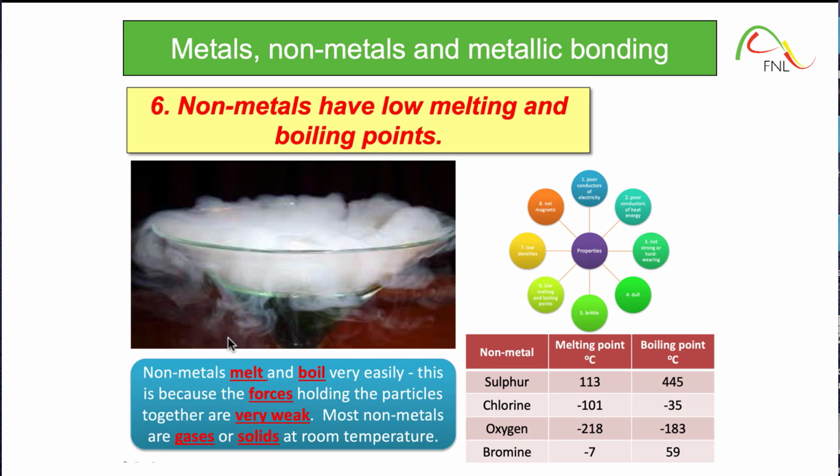Sixthly, non-metals have low melting and boiling points. Non-metals melt and boil very easily. This is because the forces holding particles together are very weak. So the forces between particles are very weak. Most non-metals are gases or solids at room temperature. Wow, look at this then. That should be, I think most non-metals are gases or liquids. I think it should be liquids there really, personally. So look at these. So oxygen, melting point minus 218 degrees Celsius. Boiling point minus 183. Wow, that is cold. Very, very cold.